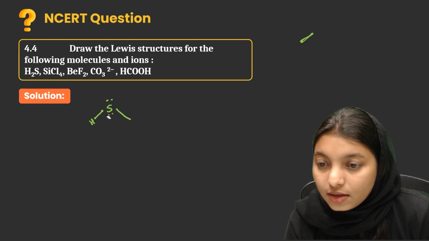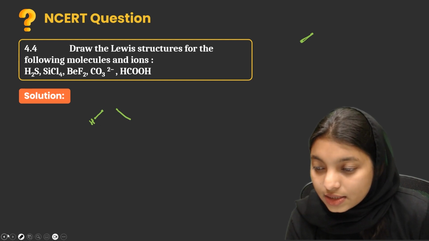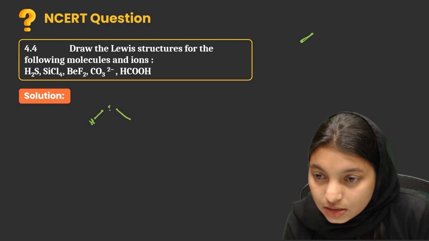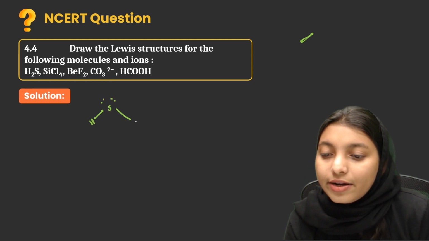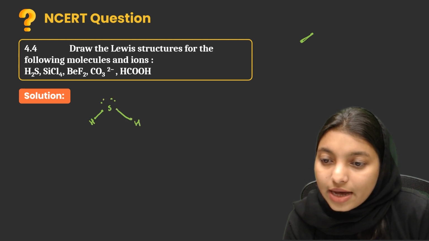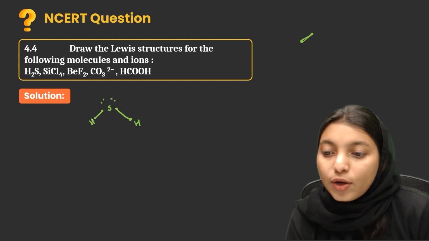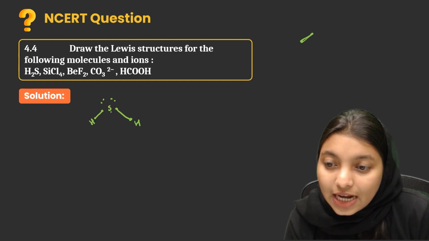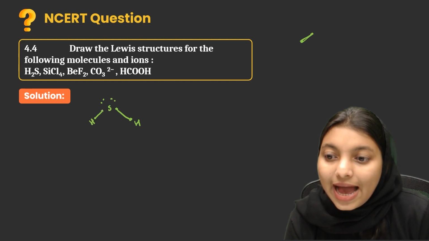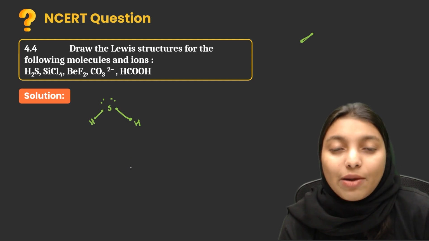Sulfur, 1 electron pair here, another electron pair here, and hydrogen here. They have shared their electrons. So now hydrogen has 2 electrons, sulfur has 2, 4, 6 and 8 electrons. All of them are stable now.